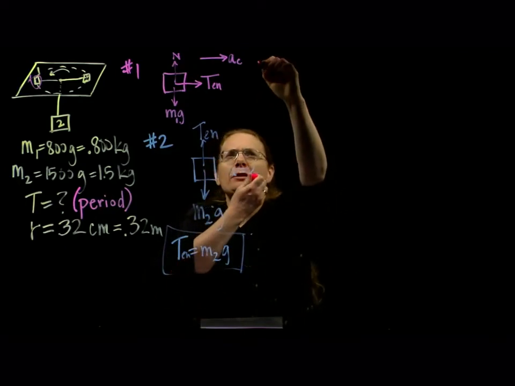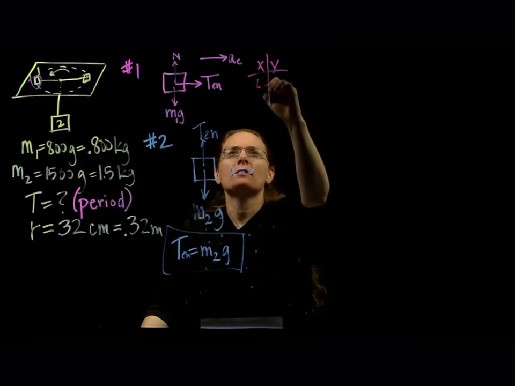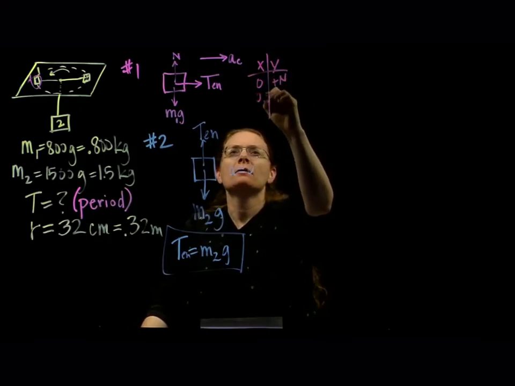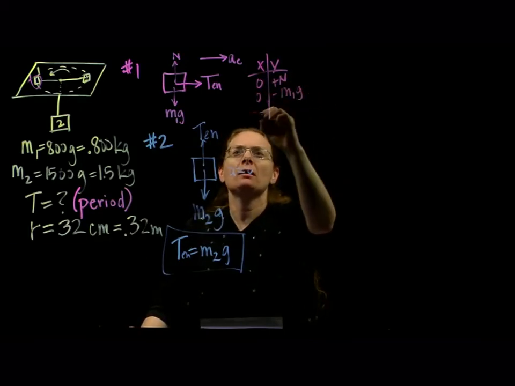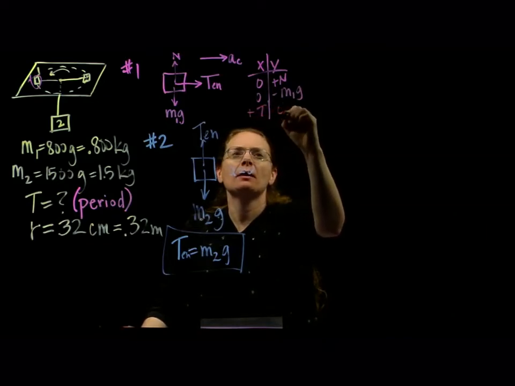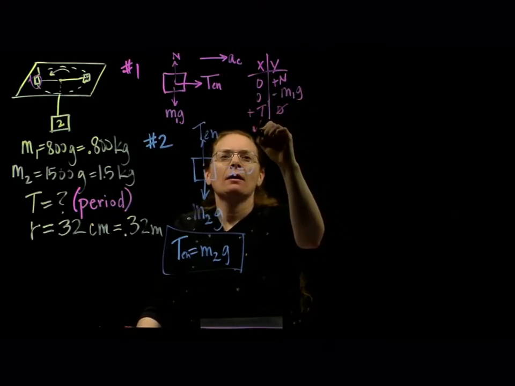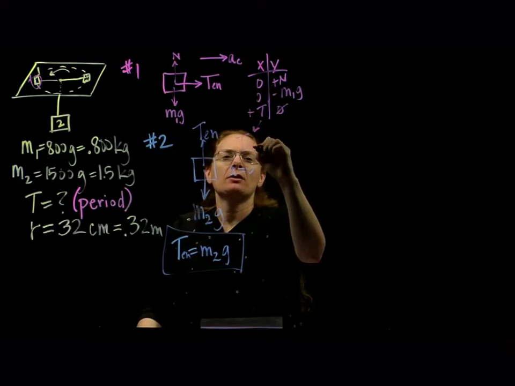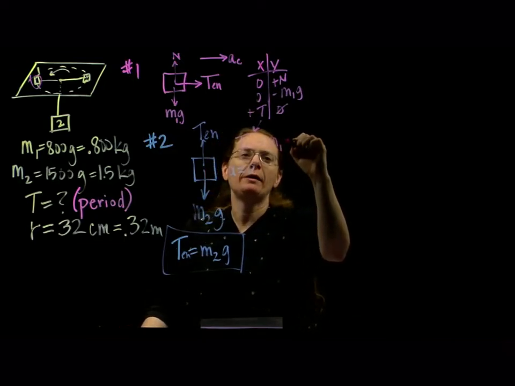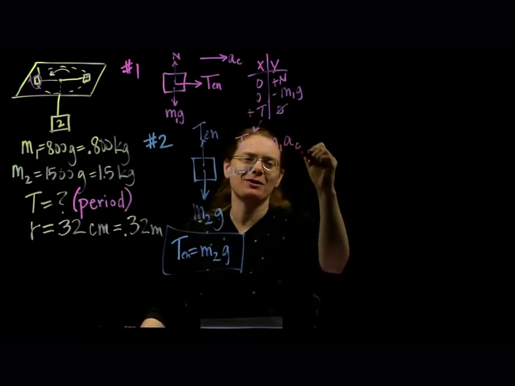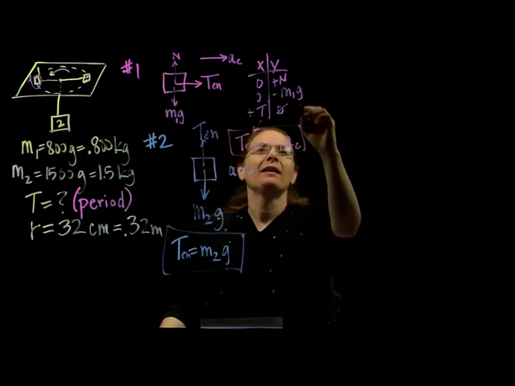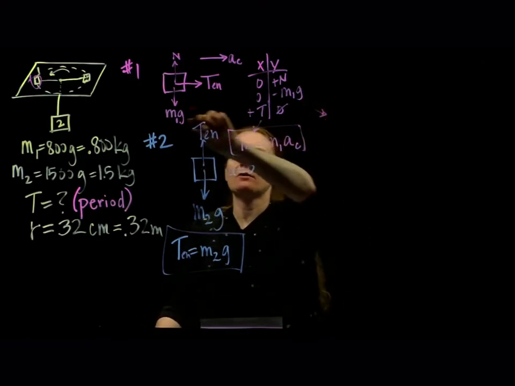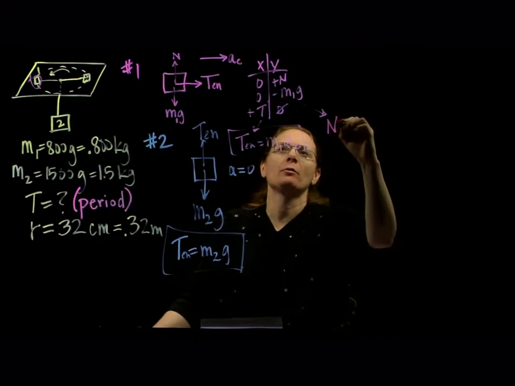This one, if I do my XY chart, I've got 0 plus N, 0 minus M1G, plus tension, and 0. In the X direction, I've got my tension equals M1 times my acceleration, which is centripetal. In the y direction, there's no acceleration up, down, so my normal equals M1G.